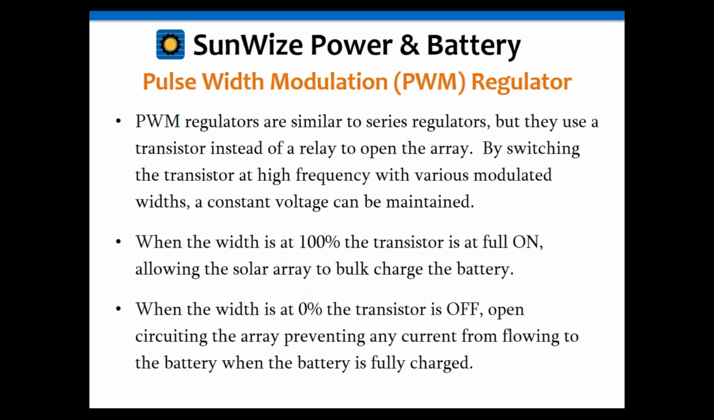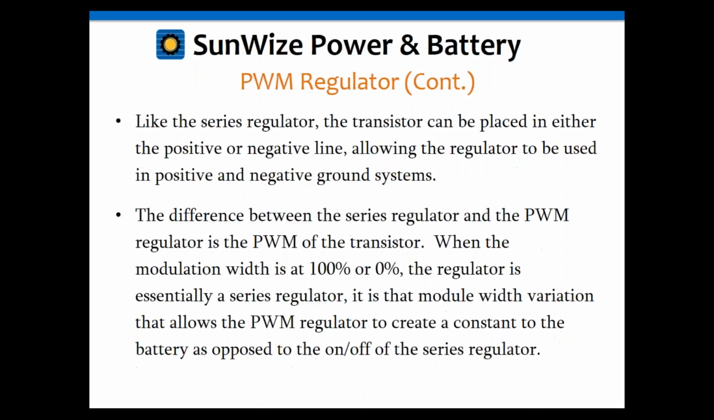So when the width is at 100%, that transistor is full on, allowing the full current from the solar array to bulk charge the battery. And then when the width of that modulation is at 0, the transistor is full off. So if you have 100%, it's full on. If you've got 0, then it's full off. Now that would kind of be consistent with the on-off type. However, by varying that pulse width, that's how you can create a constant voltage out. And I'll have a chart on that in just a minute.